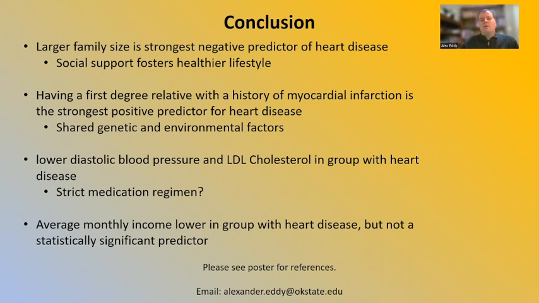Strangely, perhaps, lower diastolic blood pressure and LDL cholesterol were found in the group with heart disease. And it's difficult to determine for sure why this is the case, but it could be because these people were on a strict medication regimen. And finally, average monthly income was lower in the group with heart disease, but this was not found to be a statistically significant predictor.